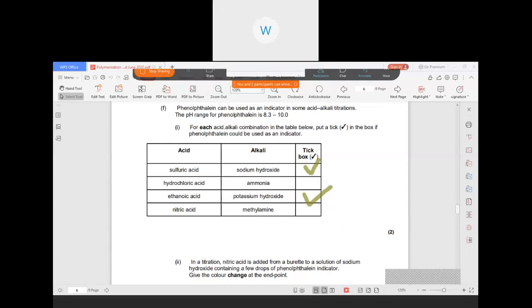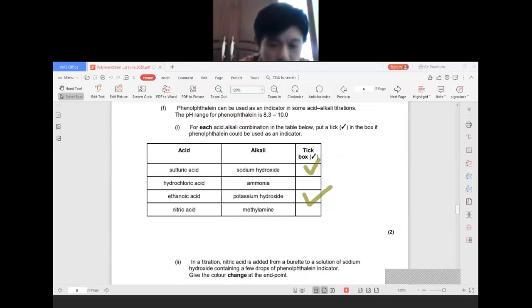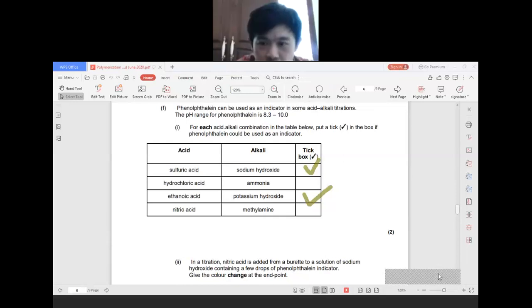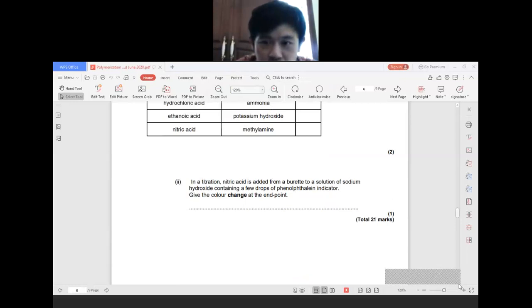Also, when they are mixed together, will they form a substance with the pH between 8 until 10, like that? Yeah. Okay. And then now in titration, nitric acid is added from a burette to a solution of sodium hydroxide containing a few drops of phenolphthalein indicator. Give the color range at the end point.